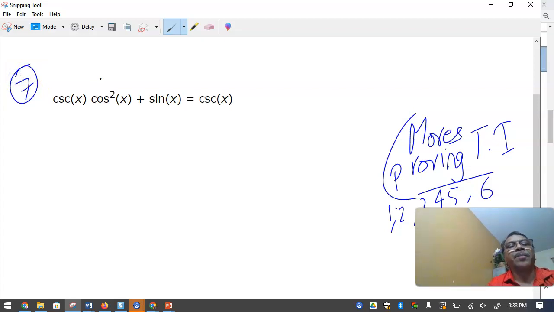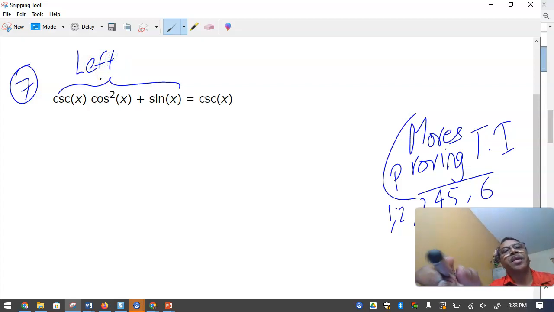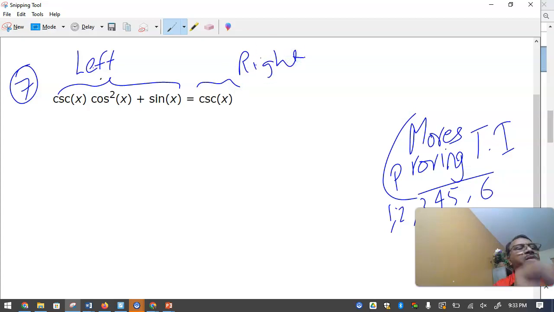I want you to pause this video for a moment and see if you can do it yourself. Should you begin from the right or from the left, or do both together? We have discretionary power to do either. What I would do is begin with the left side. I will call this the left side, and the question is, using the left side, are we able to show that it's equivalent to cosecant x?